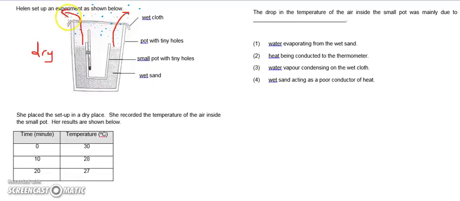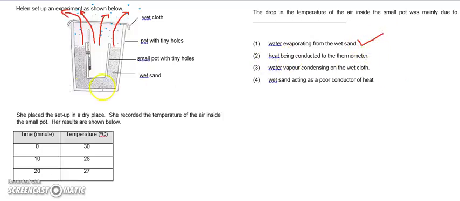And as it evaporates, it will touch the wet cloth. But the water in the wet cloth is also evaporating, so the heat is brought out from the inside of the container to the outside air, to the outside dry air. All right. Okay, so what actually has happened? You can see that water evaporates from the wet sand. That is correct. Looks okay, but let's check the rest first.